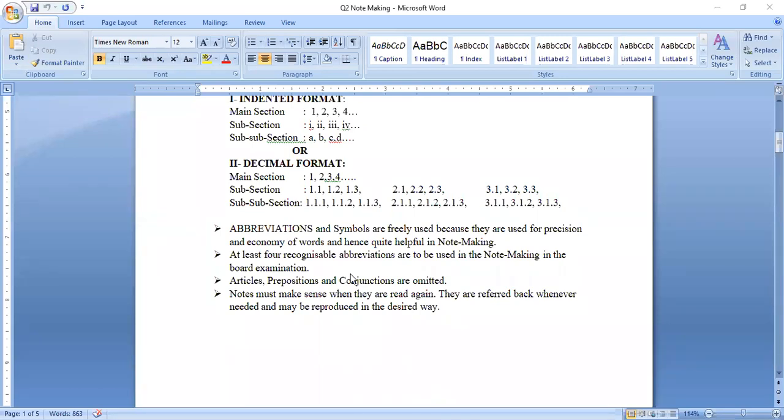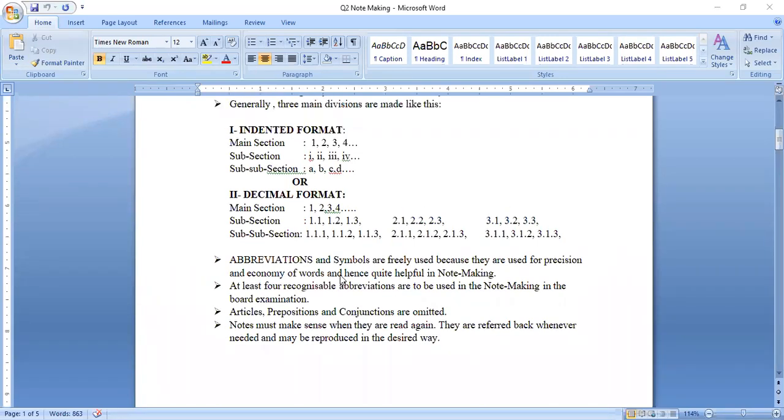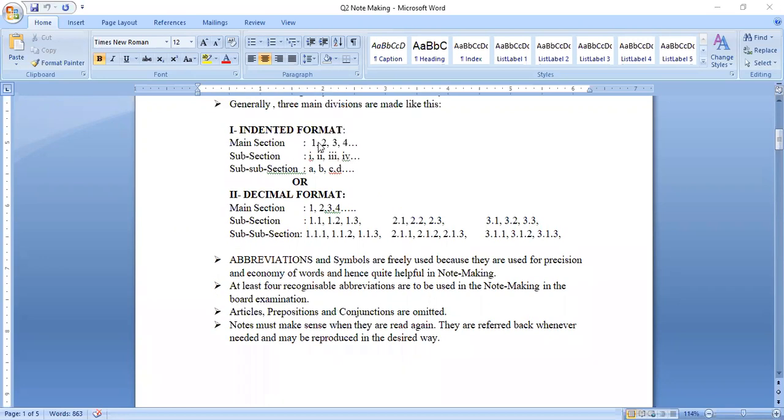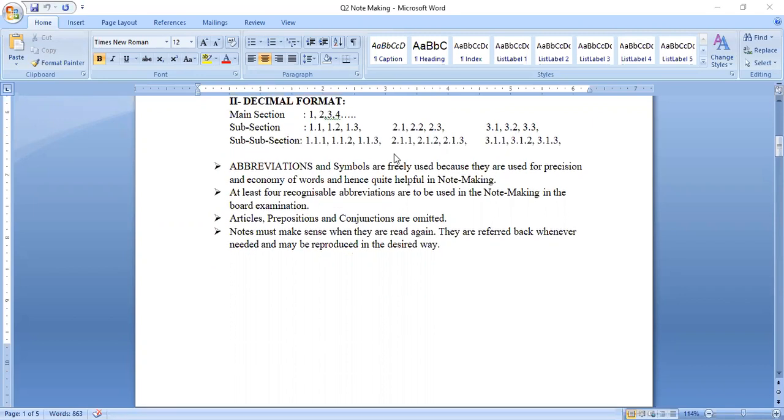So either you can use indented format or you can go for decimal format. But my suggestion is decimal format, for your convenience. This is also right for the main section. Indented format also, nobody will restrict. That means you can go for 1, 2, 3, 4 for the main section, and for the subsection you can go for either A, B, C, D or Roman numerals. You can choose. No restrictions, no conditions.